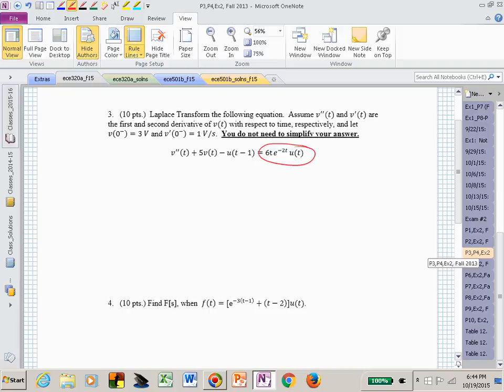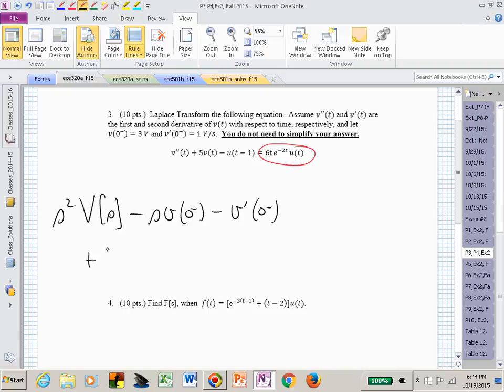Well, if you have the second derivative, you could write that down immediately. There is a formula for that. It just has a couple of initial conditions. But I would show each of the terms as you do this. So what is the Laplace transform of v double prime? Is that right? So that's the first term.